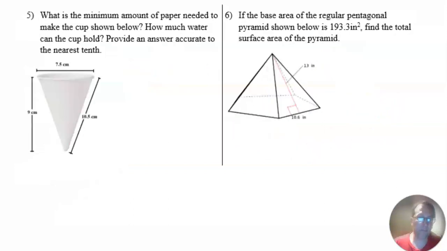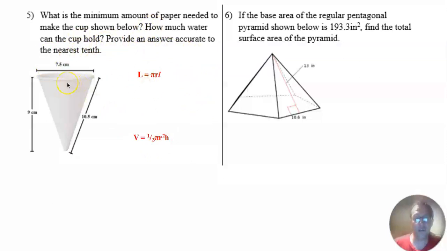What do we got? All right, so we got a paper cup. I want to know what is the minimum amount of paper needed to make the cup and how much water can the cup hold. So this has 2 different parts. If we're looking at the amount of paper needed to make the cup, that is an issue of surface area. So where's my formula for that? I had it somewhere. There we go, surface area. And how much water can the cup hold? That's a question of volume. So here's our formula for that.